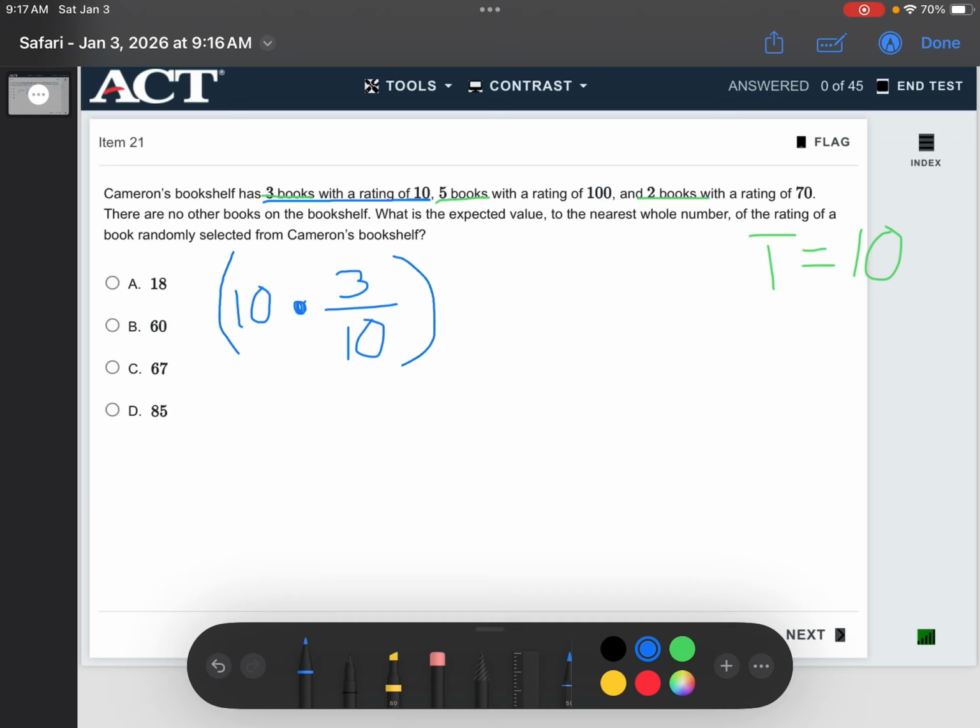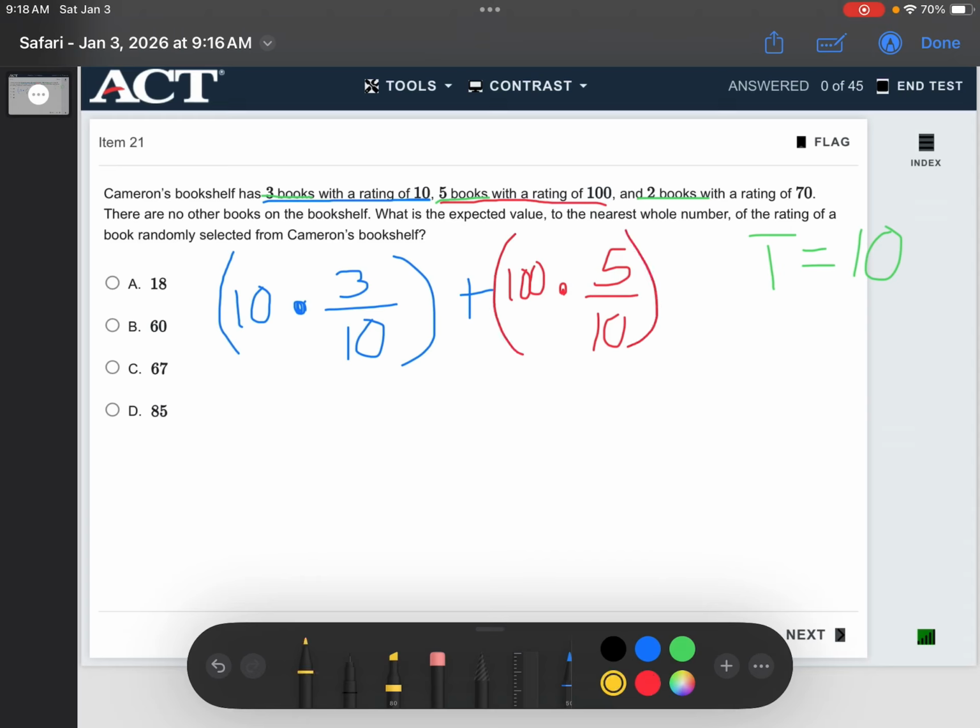Okay, so then we just go down the line and add that with the next type of book: the probability of getting a book with a rating of 100, which we multiply by the actual rating, right? This other part tells us there are 5 books with a rating of 100, so our probability of getting a book with a rating of 100 is 5 over 10. And then, again, we multiply that by its rating. So 100 times 5 over 10.